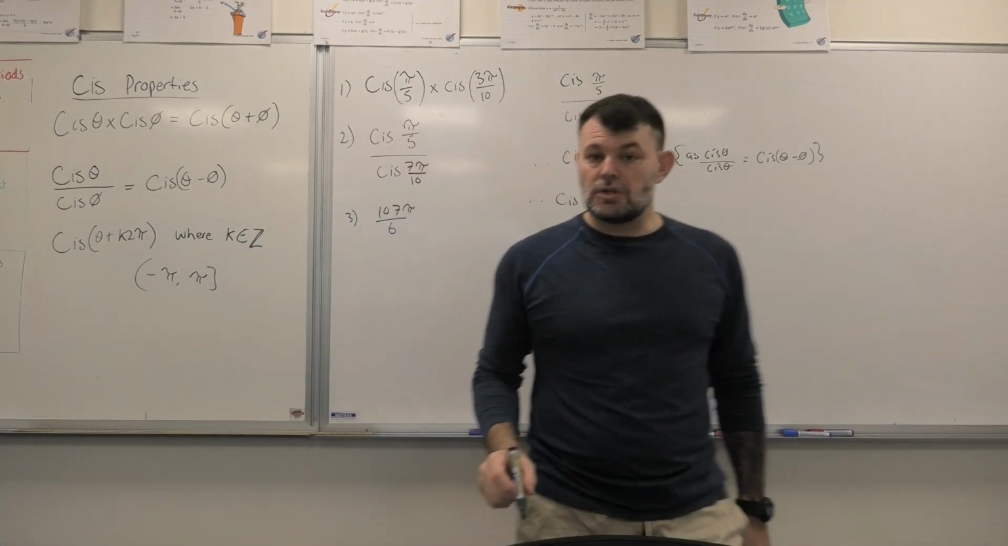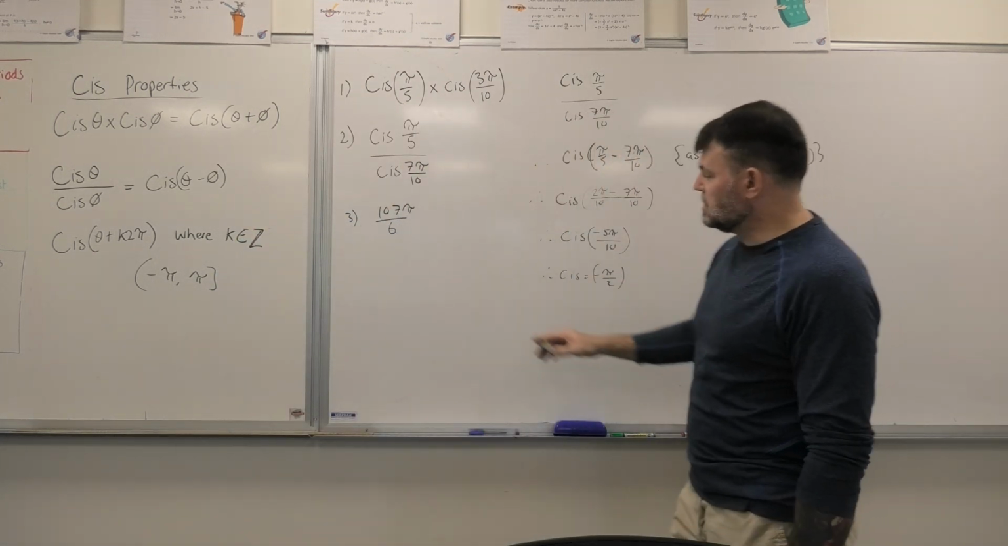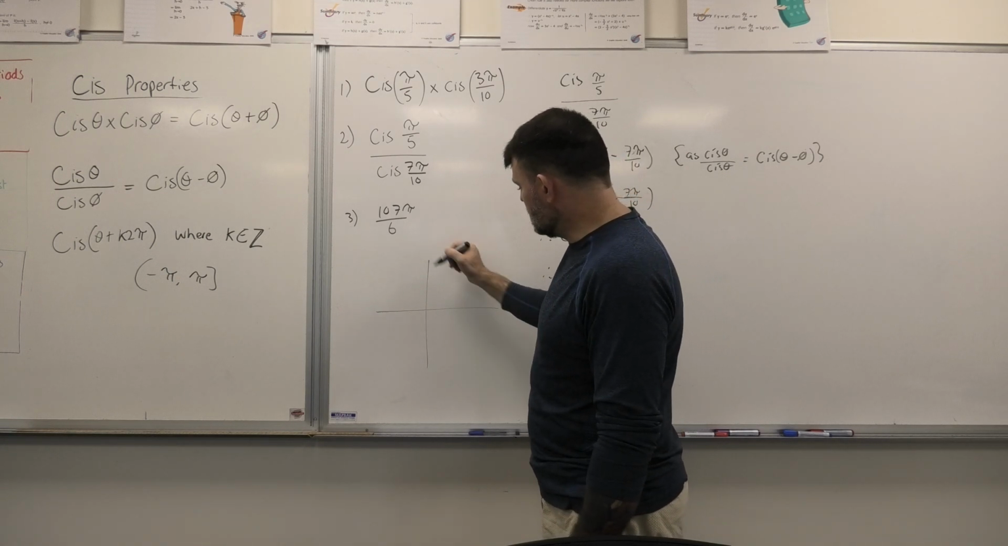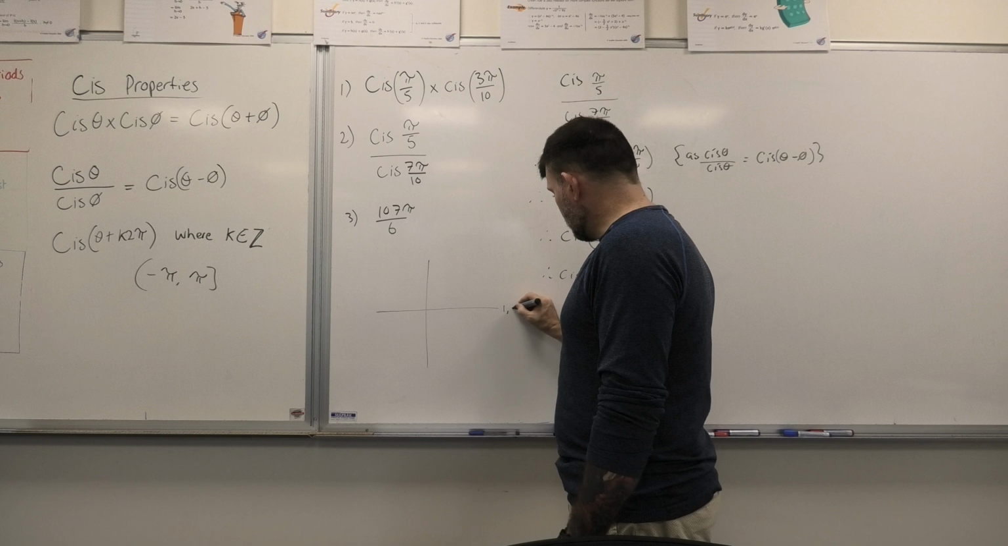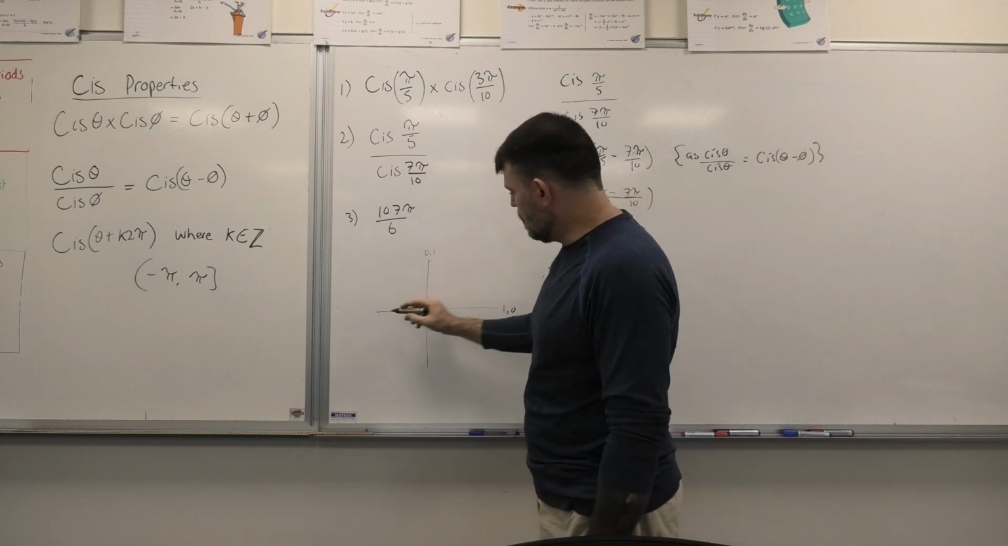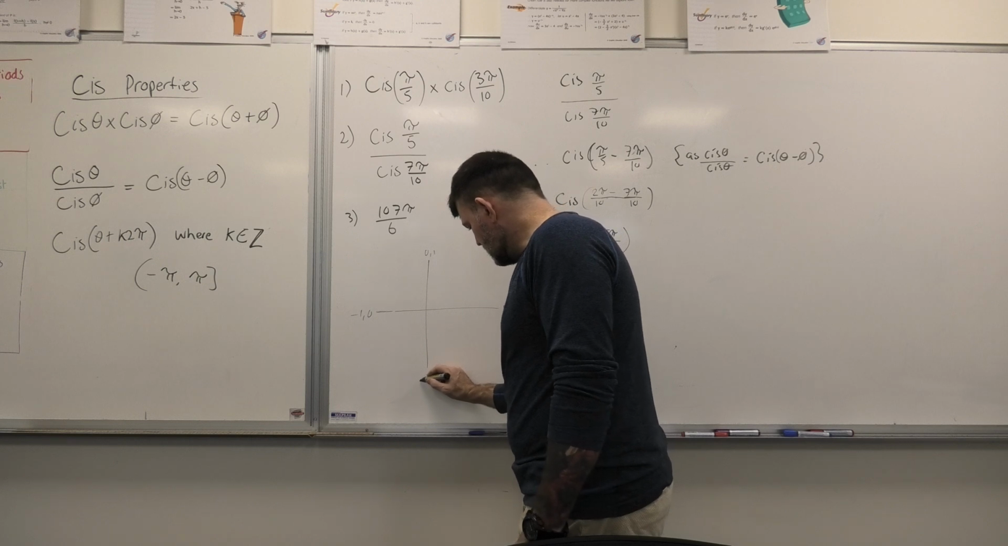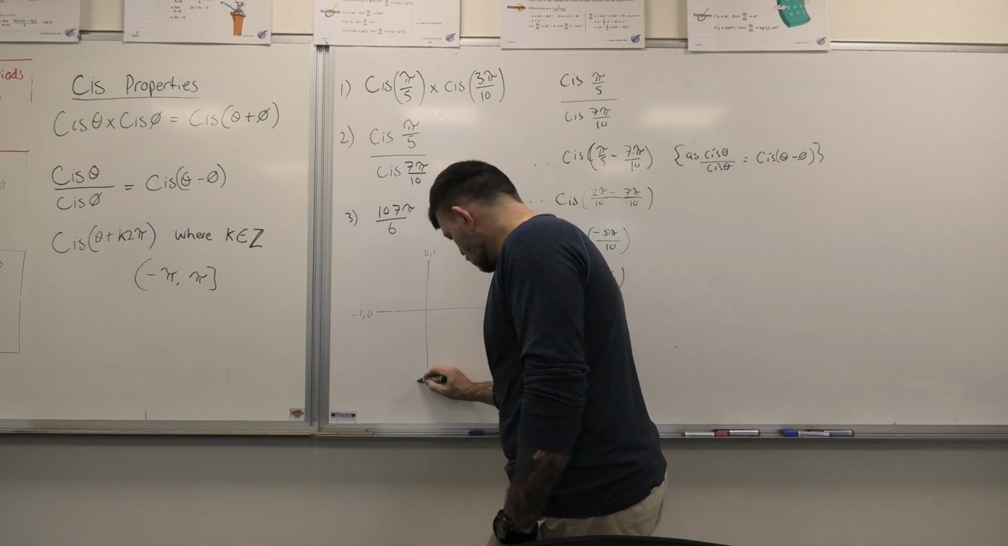So when we look at the unit circle again, remember we've got 1, 0, 0, 1, negative 1, 0, and negative 1 and 0.